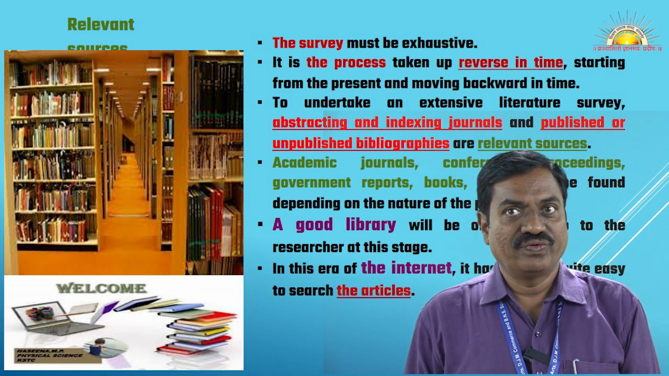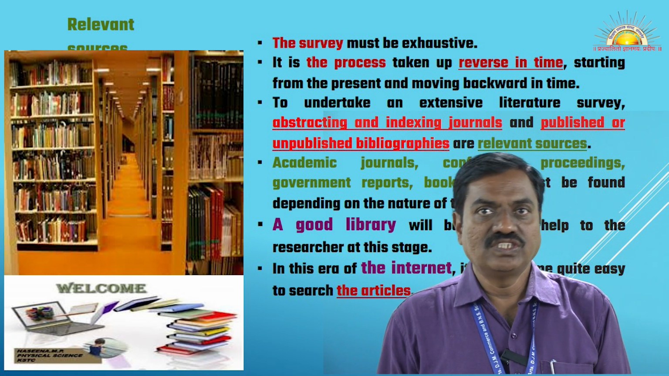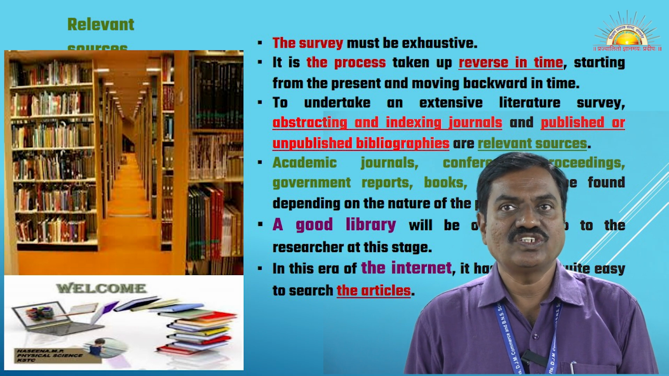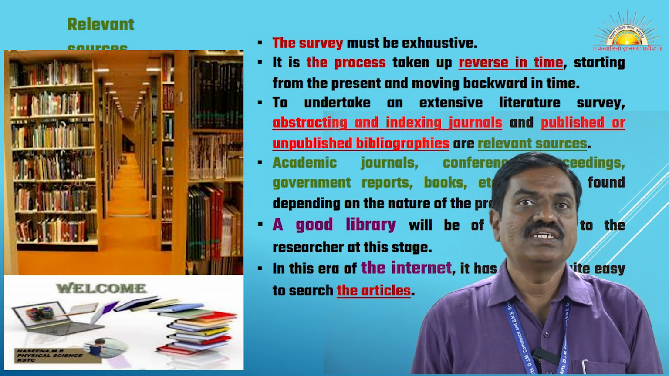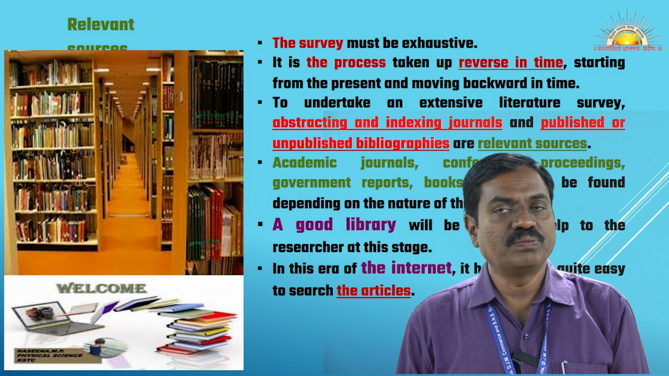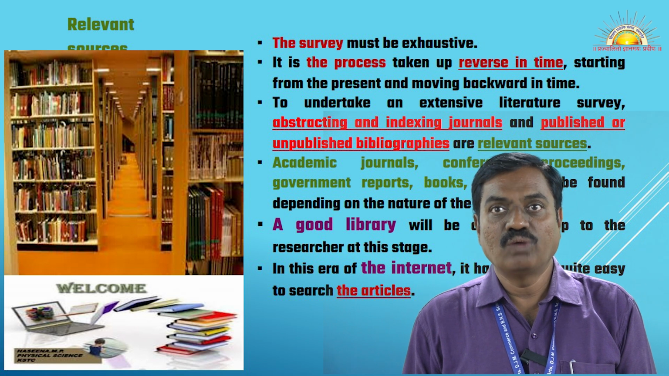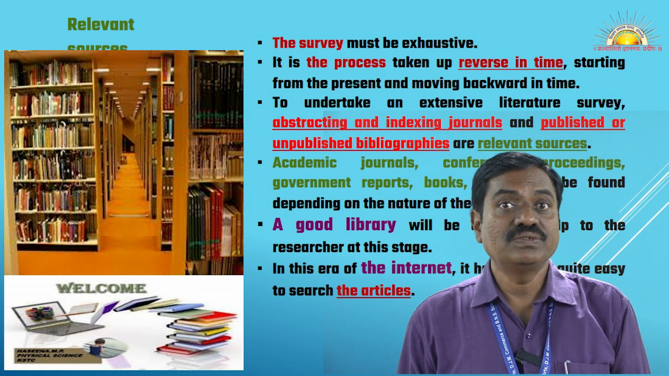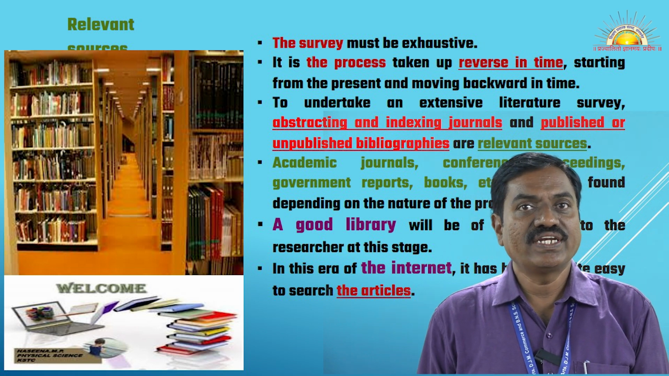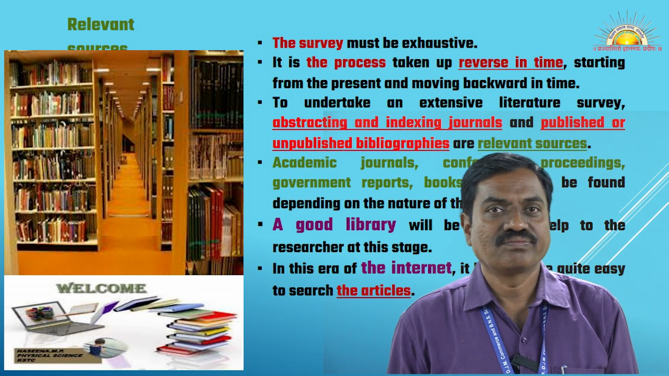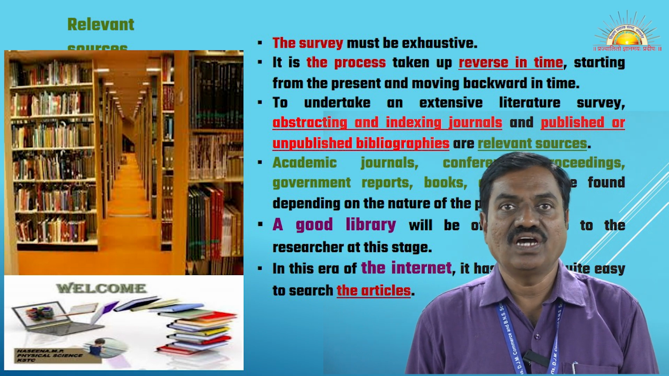The process is taken up in reverse, starting from the present and moving backward in time. The researcher should undertake an extensive literature survey connected with the problem. For this purpose, abstracting and indexing journals and published or unpublished bibliographies are relevant sources. Academic journals, conference proceedings, government reports, books, etc. must be found depending on the nature of the problem. A good library will be of great help to the researcher at this stage. In this era of the internet, it has become quite easy to search for articles.